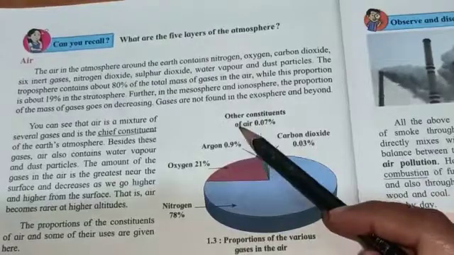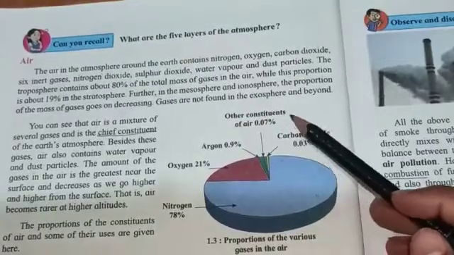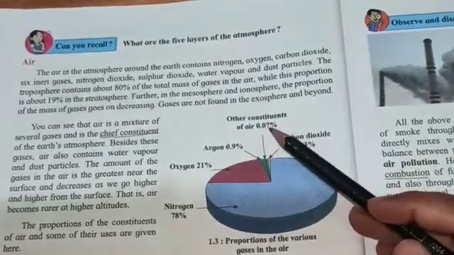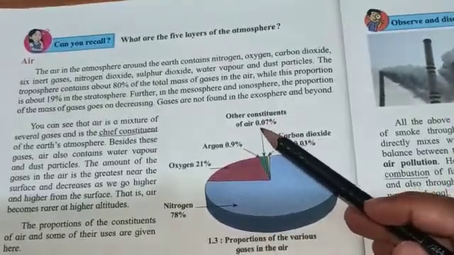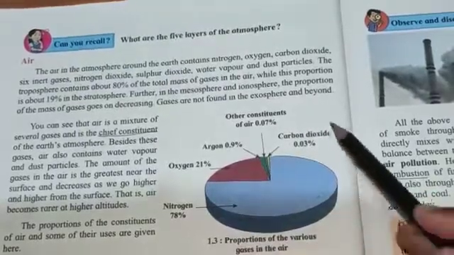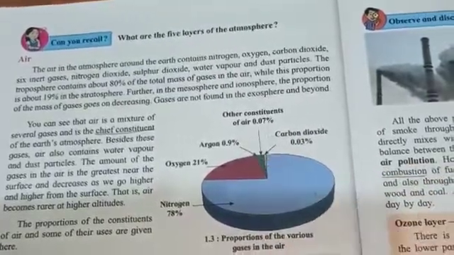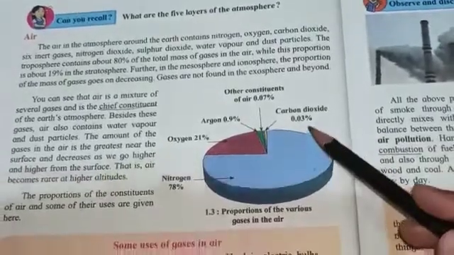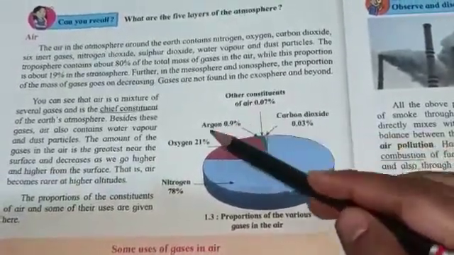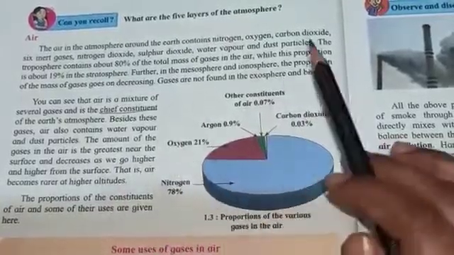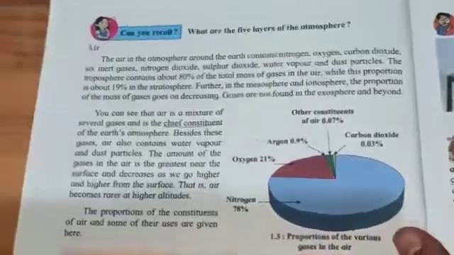And then there are other constituents of air, that are dust and water vapor, which are only 0.0% in the air. So this is the proportion of the different gases in the air. Okay, this proportion is fixed. The percentage of these gases is fixed. This does not change. All right.